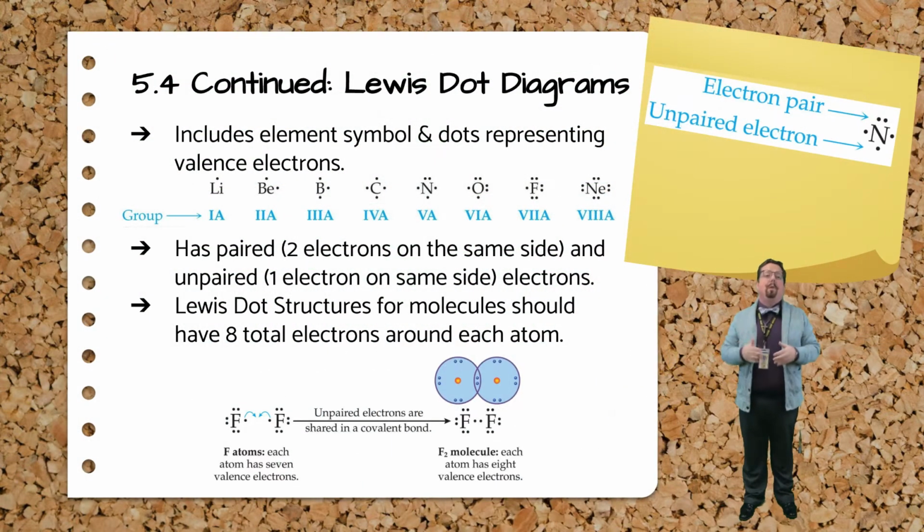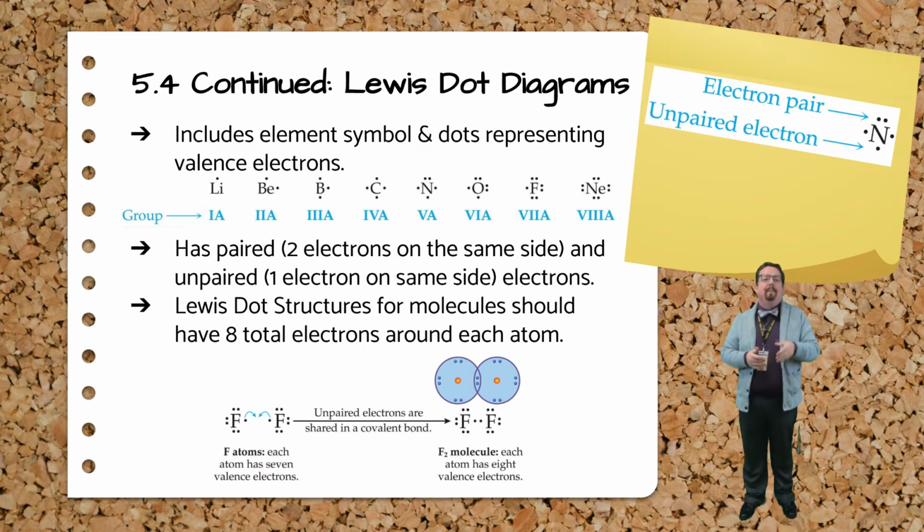A nice pictorial way to represent this is by drawing the Lewis dot diagram for each atom. This includes both the element symbol and some dots representing the atom's valence electrons. The electrons like to spread out as much as possible, so place them on the 4 sides around the symbol, and then pair them up as you run out of room. The unpaired electrons are the ones that are most likely to participate in covalent bonding.